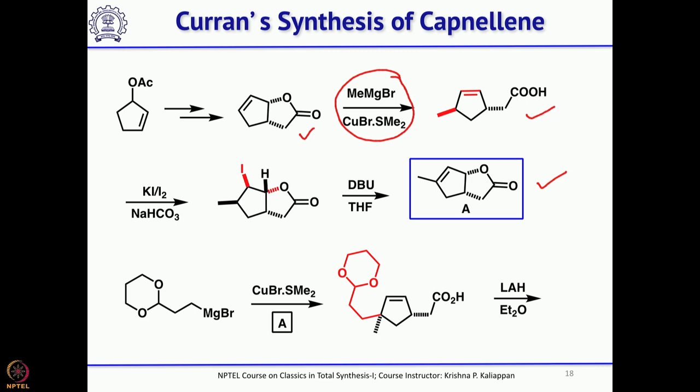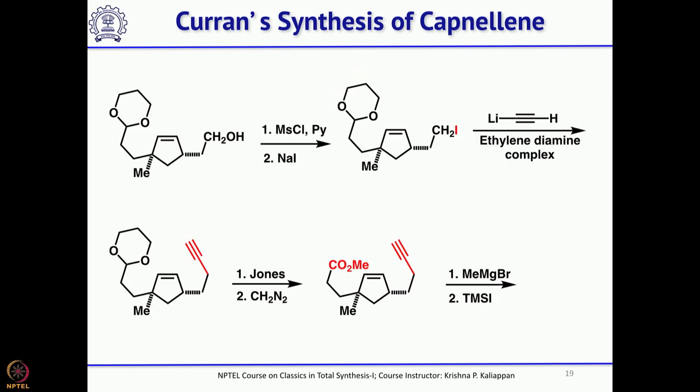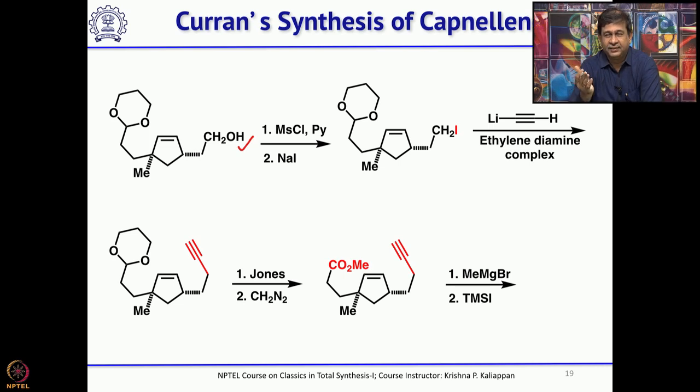Then another ring opening with this Grignard reagent and copper. The corresponding bromide is commercially available, so make the Grignard and add, and you get this carboxylic acid. Reduce the carboxylic acid to get the corresponding primary alcohol. Then you methylate and convert into CH2I. Now, based on the earlier experience, you don't even need TMS acetylene. You can directly take lithium acetylide ethylenediamine complex. That will give you the triple bond required for the radical cyclisation.